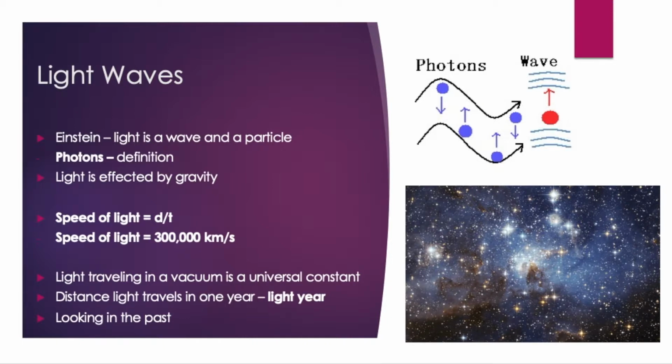This can also be proved by the way light is affected by gravity. Stars' light can be bent by our sun's gravitational attraction, causing it to appear in the sky in one position when in reality it is somewhere else.